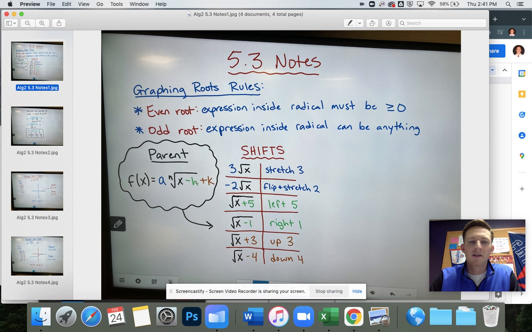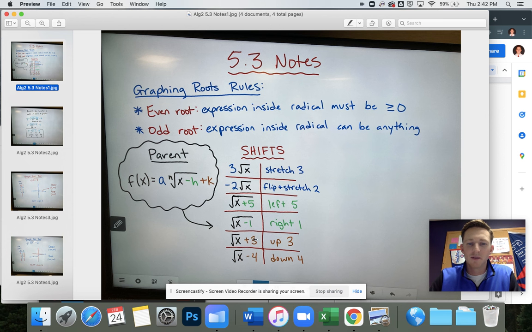Now, if we're talking inside the radical, so this green H right here, it's going to move the opposite direction of what we think it is. So we've talked about this before, where if there's a plus inside the parentheses, we're actually moving left. So here we have x plus 5, or the square root of x plus 5. Our graph is going to shift left 5. Whereas if it's x minus 1, we're actually going to move to the right. So inside is left and right because it's with the x's, and the x-axis goes left to right.